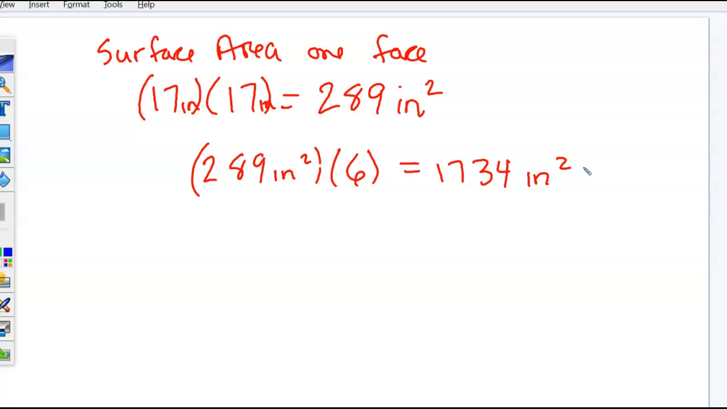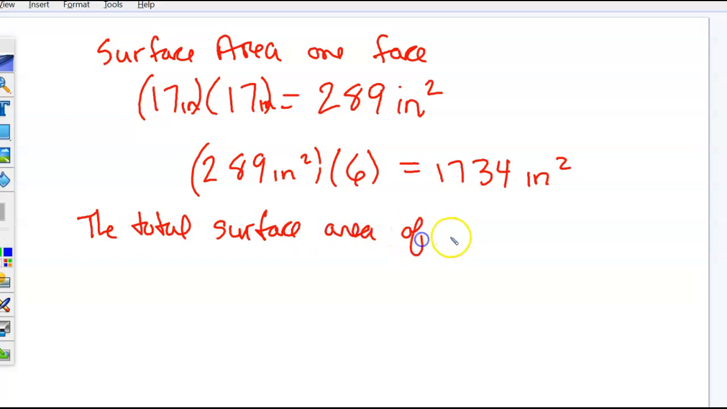So therefore, we write a final statement because we're dealing with a word problem, and we would say the total surface area of our cube is 1,734 square inches.